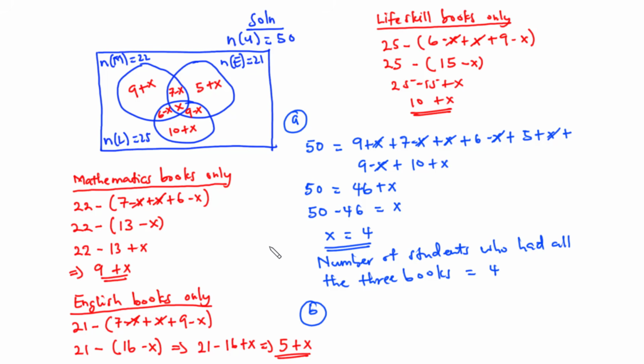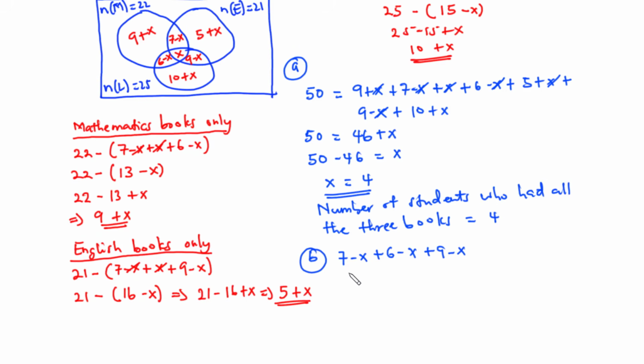Now to find the number of students who had exactly 2 books, we are going to add expressions in this region, and this region. So that is 7 minus x plus 6 minus x plus 9 minus x. Now x is equal to 4. So we have 7 minus 4 plus 6 minus 4 plus 9 minus 4.